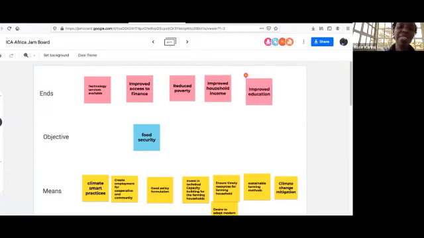Is everyone seeing how we are translating the negatives in our problem tree into positives? This is what we aspire to achieve after the project intervention as solutions to our core problem, which now becomes the objective. The causes become the means, and then the effects become the ends. So what we have here is our objective tree from our problem analysis. Any question?